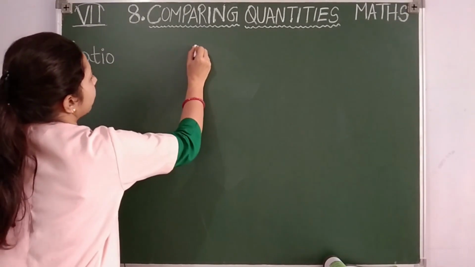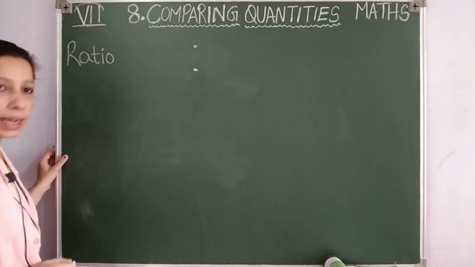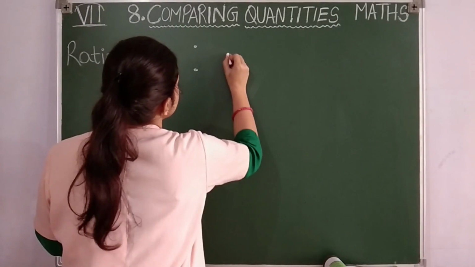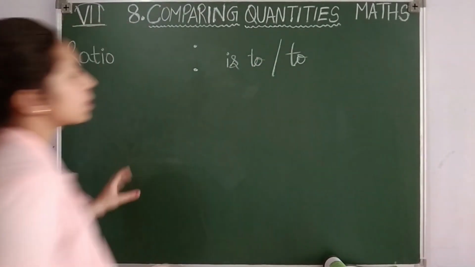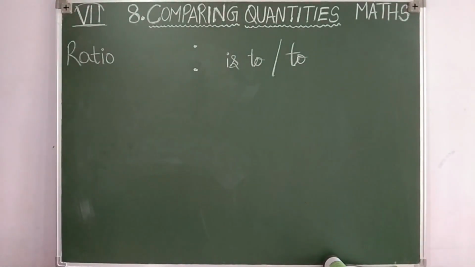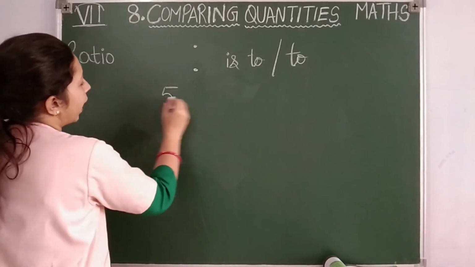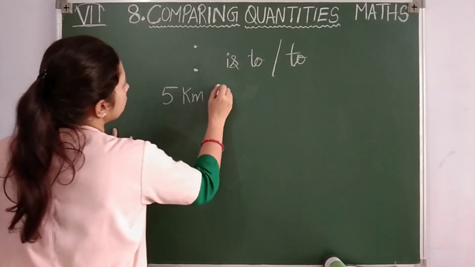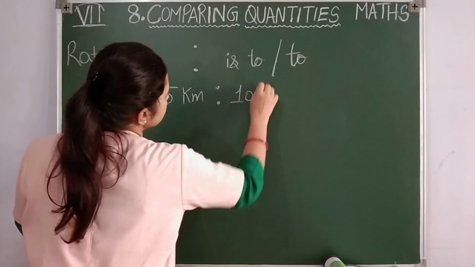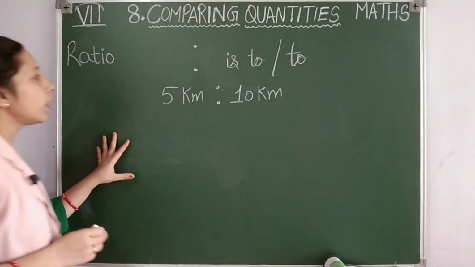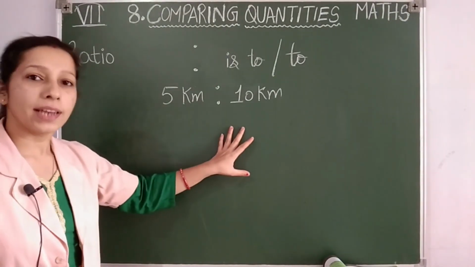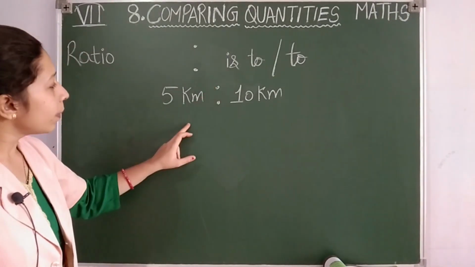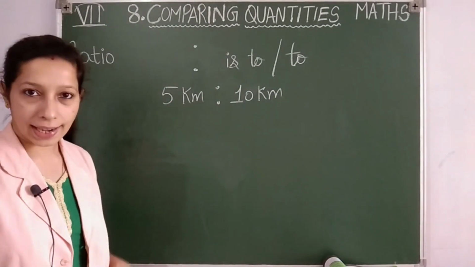See students, this is the symbol for ratio and it is read as "is to". Okay, this is the symbol for ratio. 5 kilometer is to 10 kilometer. See students, we are going to compare ratio and the quantities here are 5 kilometer and 10 kilometer. Now it will be read as 5 kilometer is to 10 kilometer.